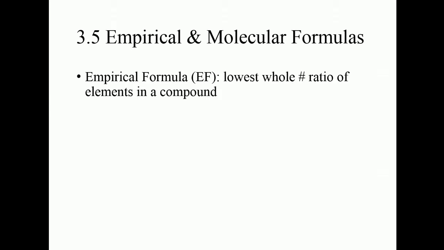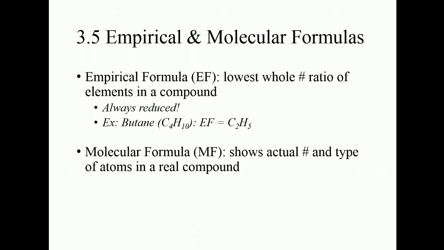An empirical formula, which will be abbreviated EF on the following slides, is the lowest whole number ratio of elements in a compound. We talked about this briefly in Chapter 2. It's always reduced or simplified in terms of the subscripts, and an example would be butane, which is the compound C4H10. If we wanted to write the empirical formula for that, we would simplify those subscripts and get an empirical formula of C2H5.